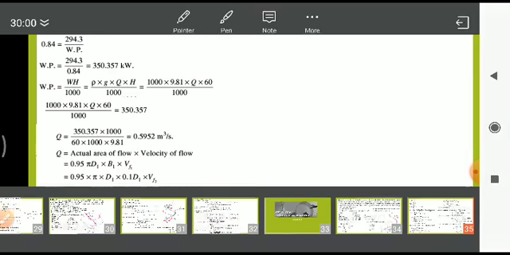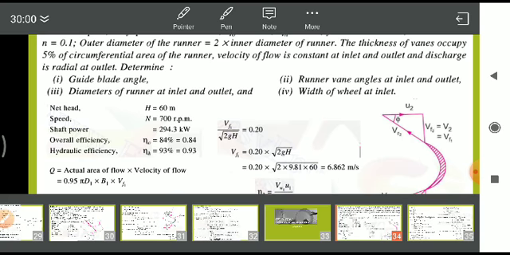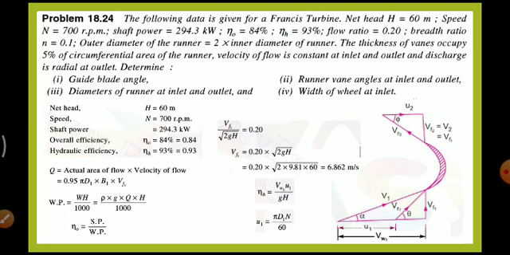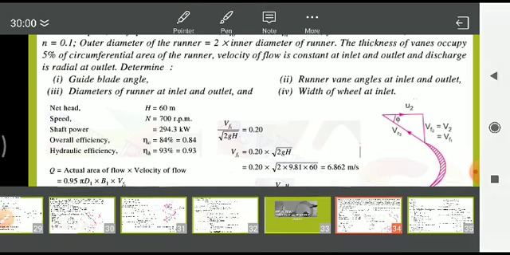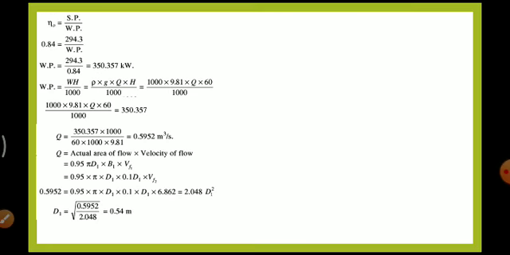By comparing this, you will obtain the value of diameter. Here we are substituting b1 as 0.1 d1. In the question it is given that the breadth to depth ratio is equal to 0.1. That is, in the breadth equation we will be substituting 0.1 d1 for b1. The value of vf2 is known, so we will substitute all the values, and the only unknown is d1. We will get the value of d1.